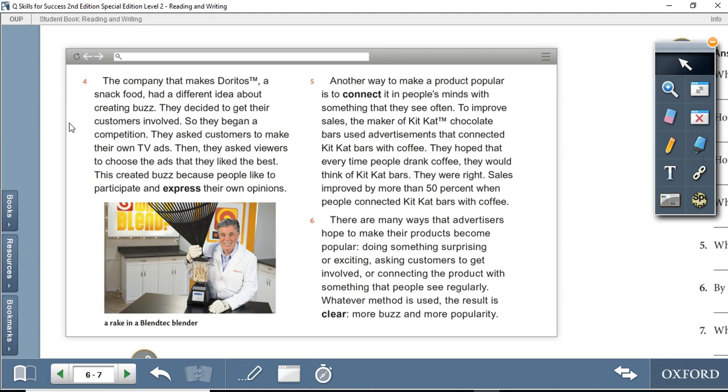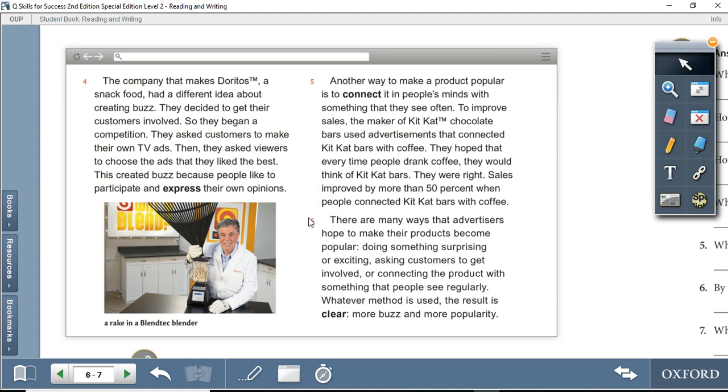Another way to make a product popular is to connect it in people's minds with something that they see often to improve sales. The maker of KitKat chocolate bars used advertisements that connected KitKat bars with coffee. They hoped that every time people drink coffee, they would think of Kit Kat bars. They were right. Sales improved by more than 50% when people connected Kit Kat bars with coffee.